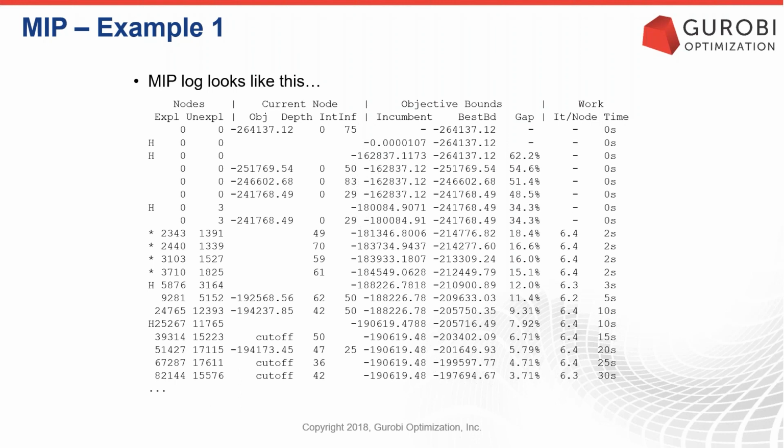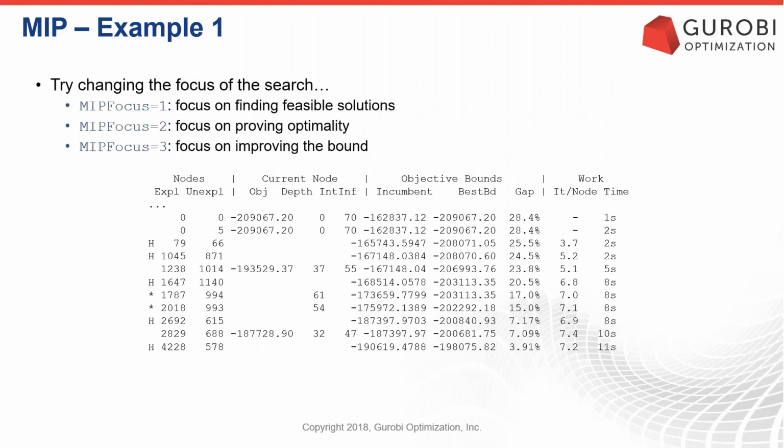So what do we see here? We see a run, and after roughly 30 seconds, we got to a MIP gap of 3.71%. Sometimes in a situation like this, it can be helpful to adjust the focus of the search. For example, you can change MIPFocus to 1. In a situation like that, you can focus on finding feasible solutions, so more time is spent in trying to find or improve feasible solutions.